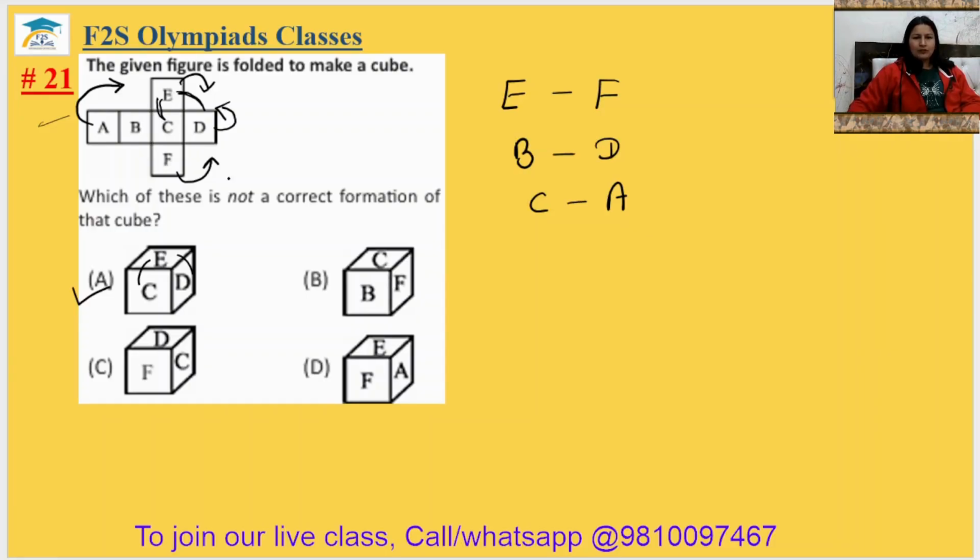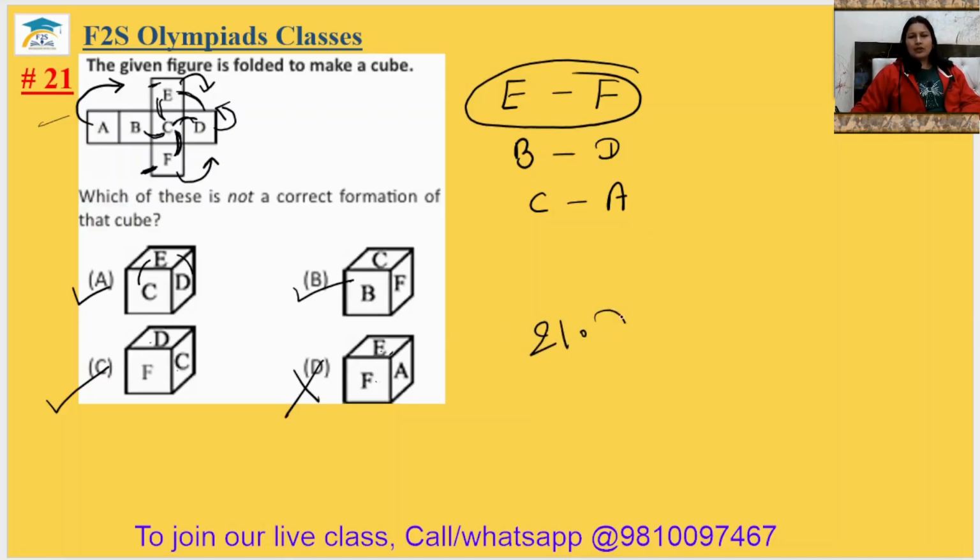Now C and B adjacent to each other? Yes. C and F adjacent to each other? Yes, possible. D and C adjacent to each other? Yes. C and F adjacent to each other? Yes, it is also possible. Now F and E. This is your F, this is your E. No, F and E are opposite to each other and it is showing here adjacent to each other. It can't be possible. The 21st answer will be option D.